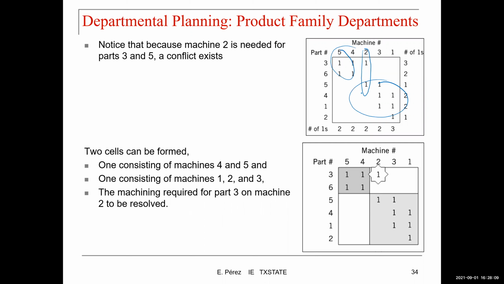However, we're still pending with that second machine because it's also needed by part 3. So the machining required for part 3 of machine 2 needs to be resolved. So this is what I'm marking here with a star. So that's what's creating the conflict. So what do I do?